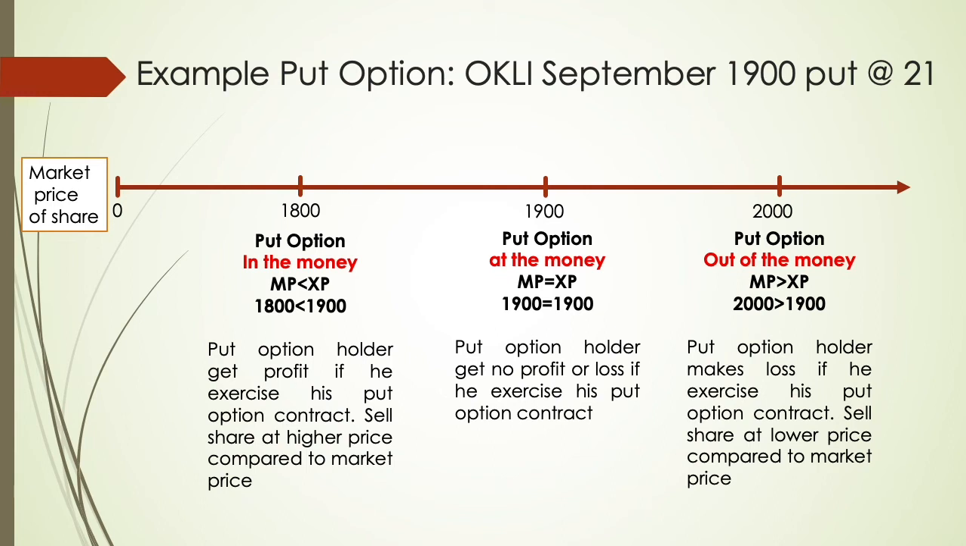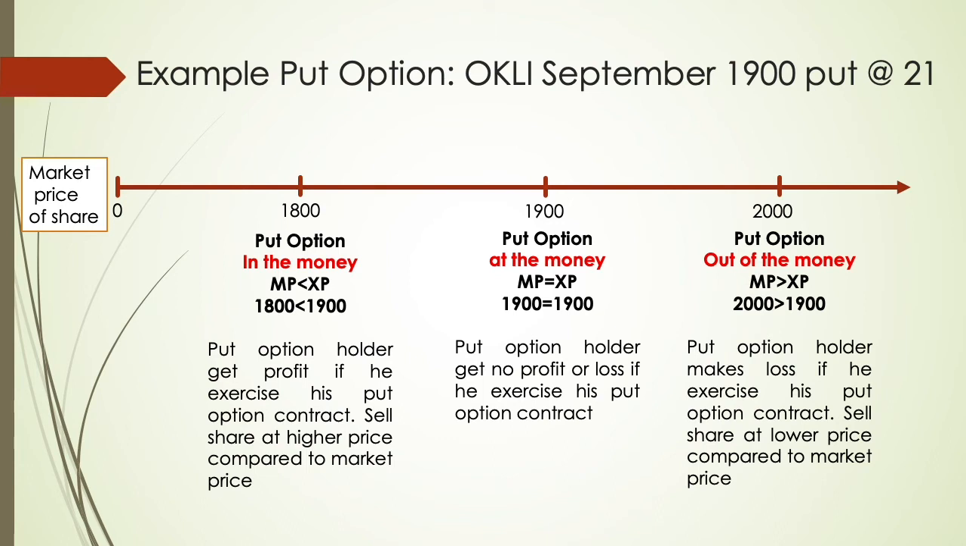Okay, instead of selling the share at market price 1,800, in this case, the investor can sell the share at a higher price by using his put option contract, where he can sell his share at price 1,900. So he makes profit when he exercises his put option contract. So that is an in the money contract.